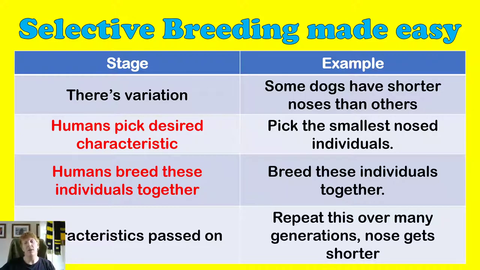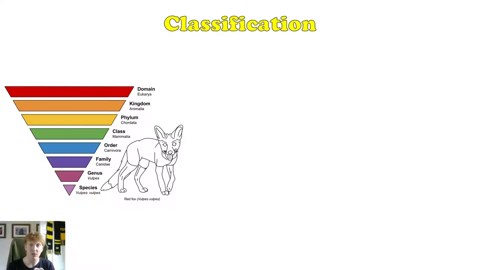And then over many, many generations, as we repeat this over and over again, the snout length or nose length of these dogs is going to get shorter and shorter and shorter until you get things like your pugs, you get things like your bulldogs, which have really, really short noses, okay? And this is selective breeding and how it occurs. All right, so next, classification.